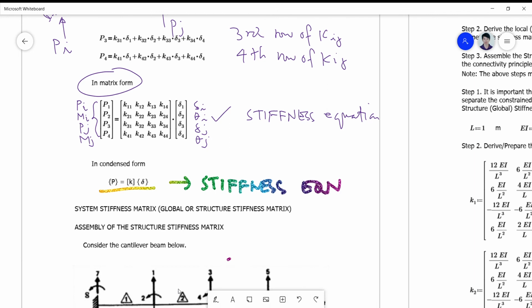In the next video, I will be discussing how to assemble these local matrices using the simple procedure I taught you last time on the connectivity principle. Okay, that's all for now, guys. I'll see you in the next video.